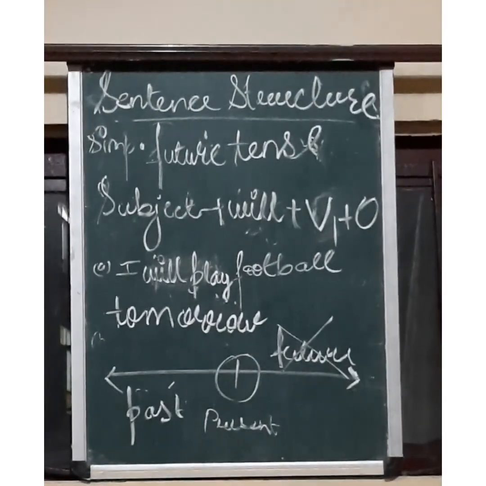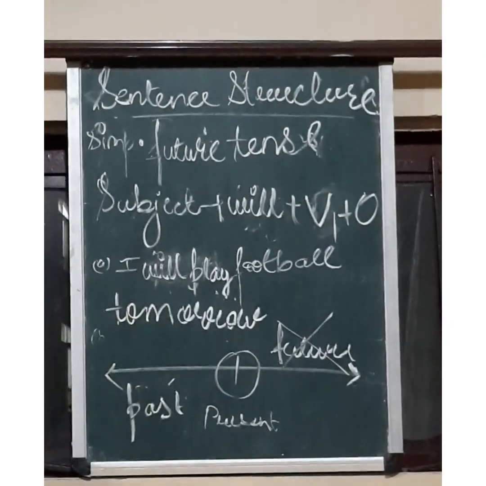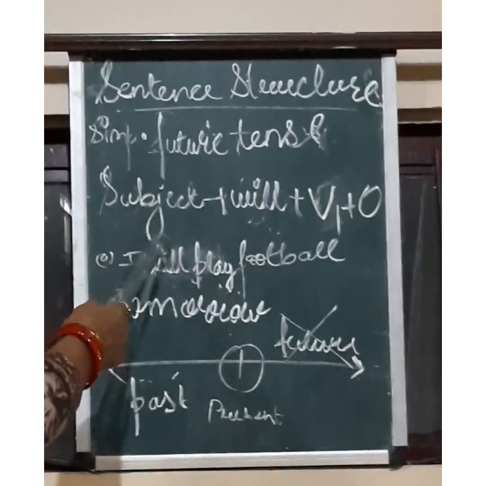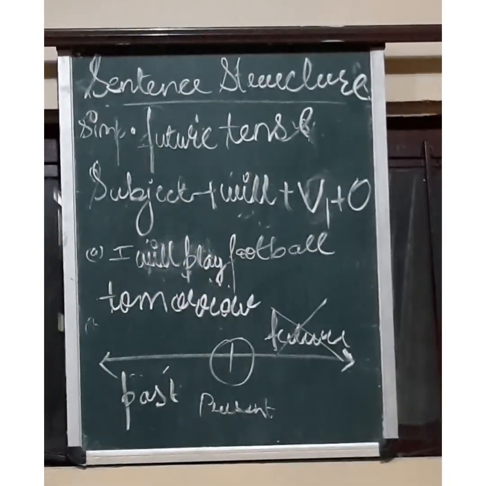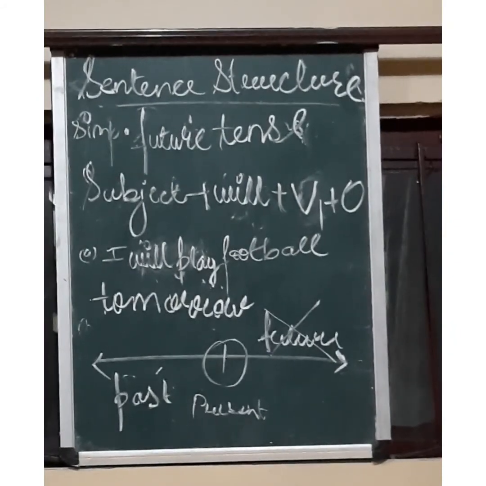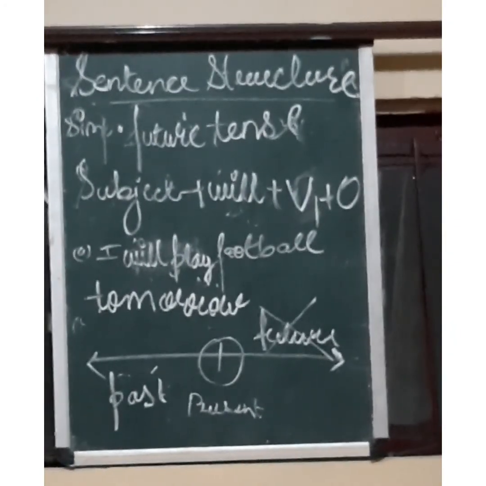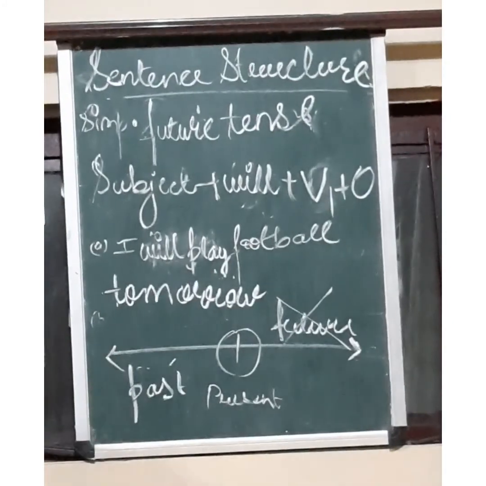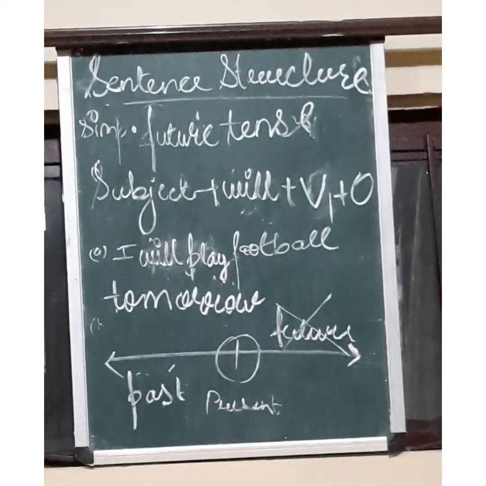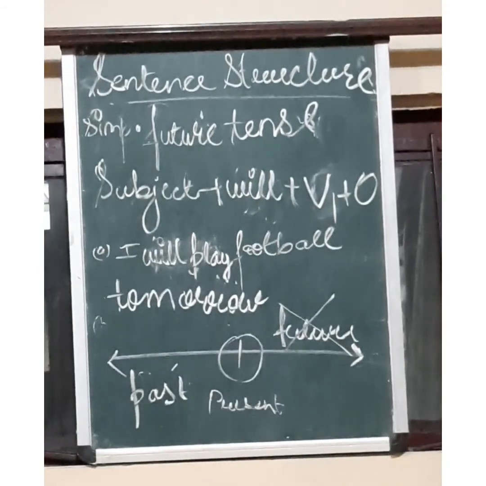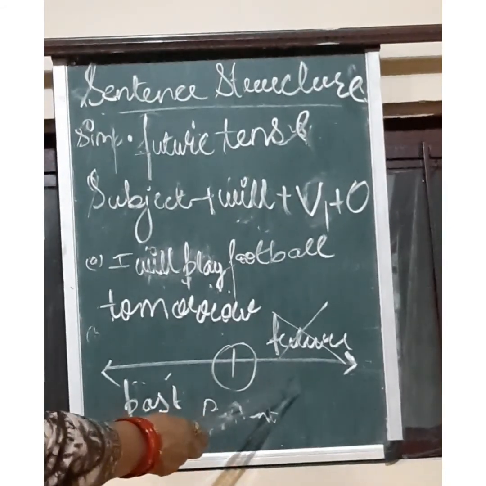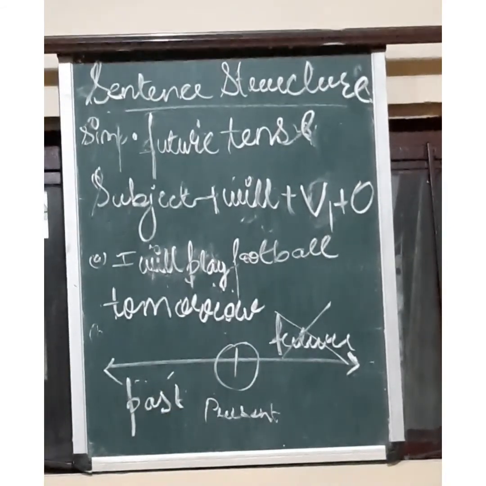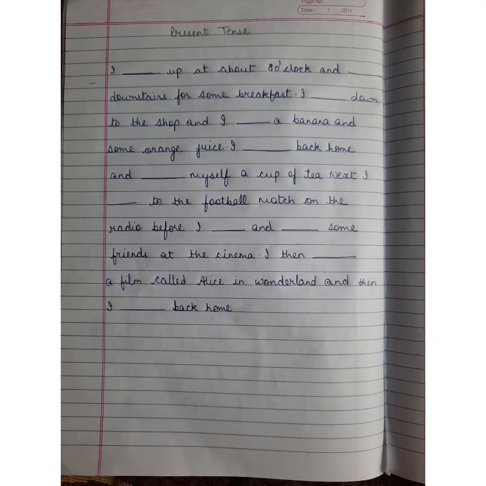Next tense that we will be talking about is simple future tense. And if you just look at the sentence structure, that is subject plus will plus first form of the verb plus object. It refers to an action that will occur or happen in the future. And example is, I will play football tomorrow. Here I am referring to an action that will happen tomorrow. So in the timeline, it will be somewhere here in the right side, denoting that the action will happen in the future. I hope all the three tenses are absolutely clear to all of you, that is past, present and future.